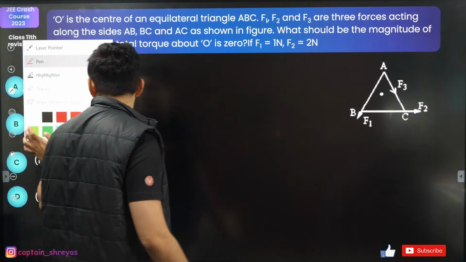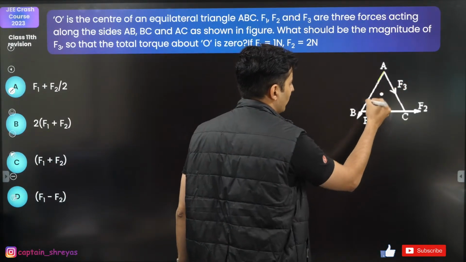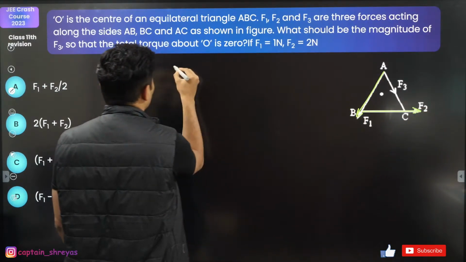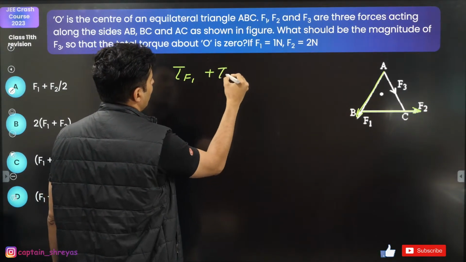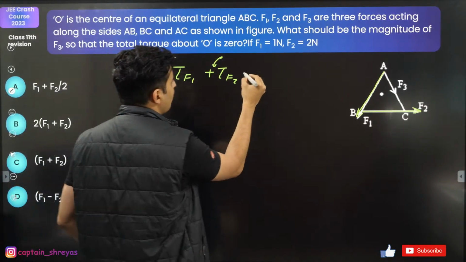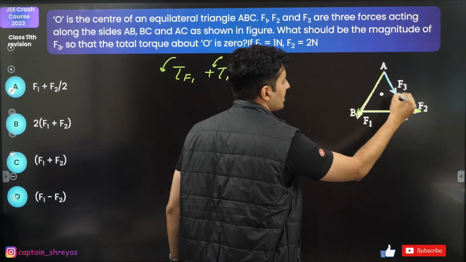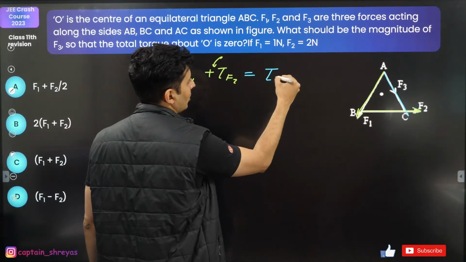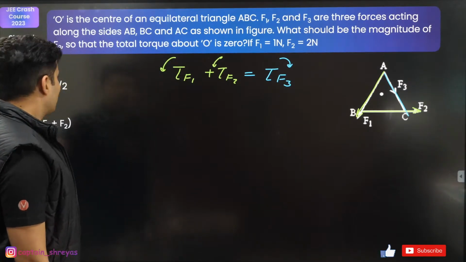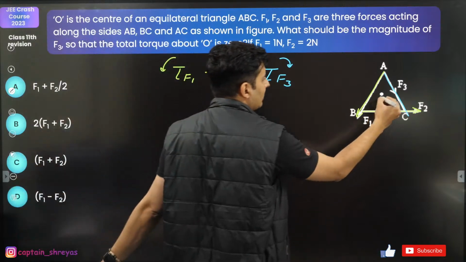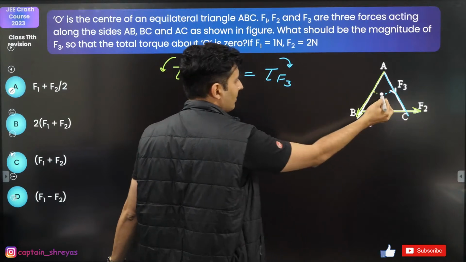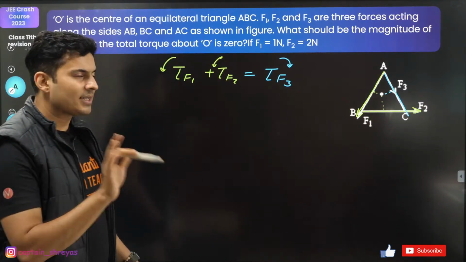What you can do is, this is an equilateral triangle. So this force will give a torque, and this force will give a torque. Torque by force 1 and force 2, both will be anti-clockwise. That should be balanced by this force, which will give clockwise torque, the torque by force F3. Each force is at the same distance from the center because it's an equilateral triangle. Be it this force or this force, I know this point looks a little offset, but the distances are the same.